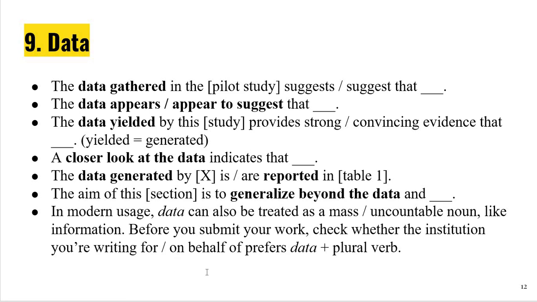In modern usage, data can also be treated as a mass uncountable noun like information. Before you submit your work, check whether the institution you are writing for prefers data plus a plural verb. Remember, there is a controversy that, in fact, datum is singular. This is a Greek word, and the word data is plural. So there should be data are, data have, data were to consider it plural.